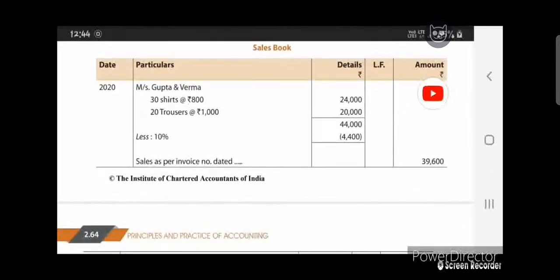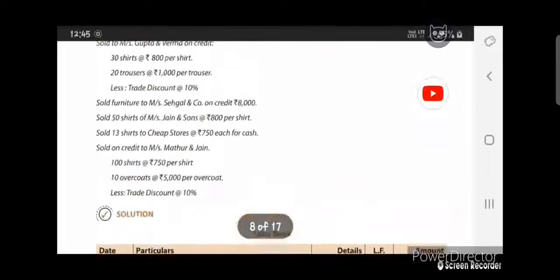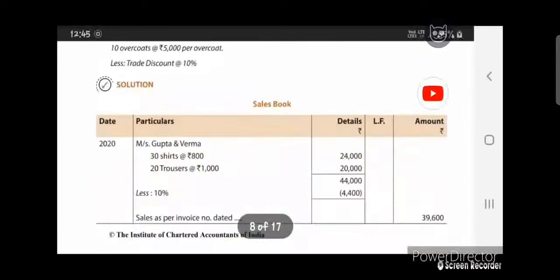Next, on that particular date in 2020, Mr. Gupta and Verma: 30 shirts at rupees 800, 20 trousers at rupees 1000. So 30 times 800 is 24,000, and 20 trousers is 20,000, making 44,000. In that, 4,400 is the trade discount they are giving, so minus 4,400, therefore 39,600 is the total amount Mr. Gupta and Verma have to pay to them.